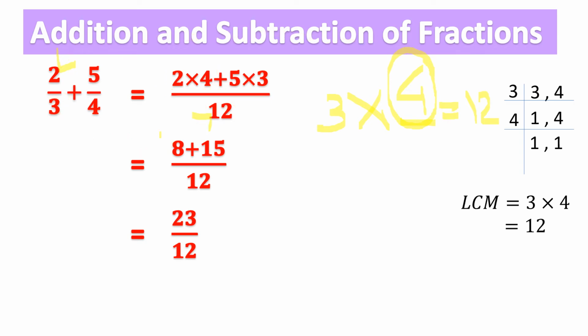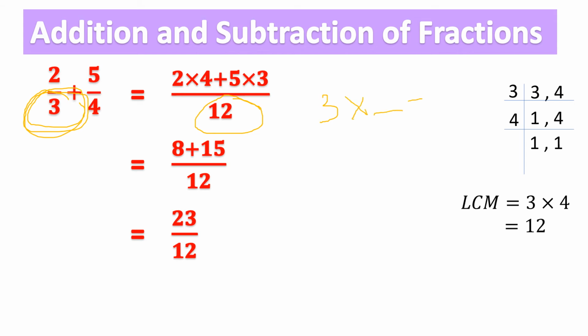So what is the step that I did? Again, let me explain. First I look at 12, then I look at 3, the first one. Then I look at 3 multiplied by how much is 12? 3 multiplied by 4 is 12. So this 4 I'll multiply with the numerator of 3. That is how I got 2 into 4, right?